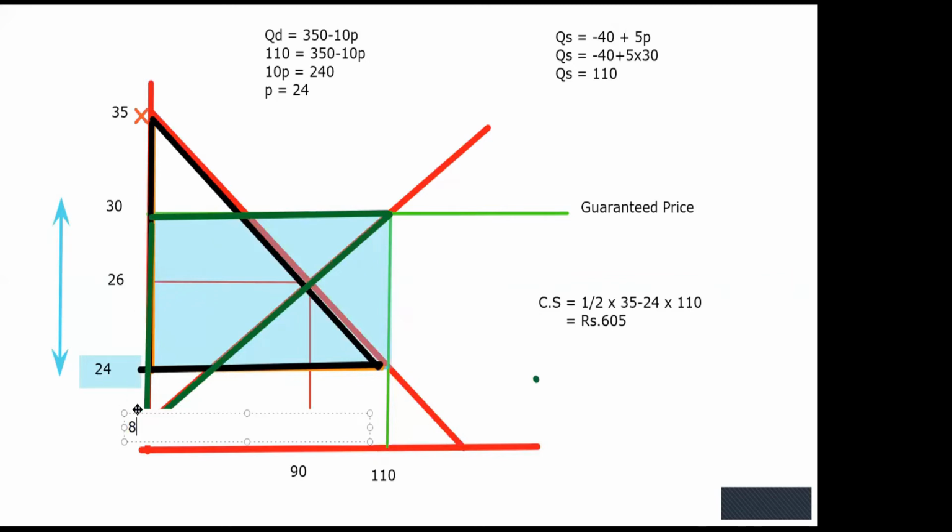How do you get the 8? You put QS equals 0. 0 equals minus 40 plus 5p. And then find how much is p. You get 8. Okay, so producer surplus then we get is equal to again half into what is the height, that is 30 minus 8, that is 22. 22 into what is the quantity? 110. How much do we get there? 1210. So that is how you get this simple calculation, guys.